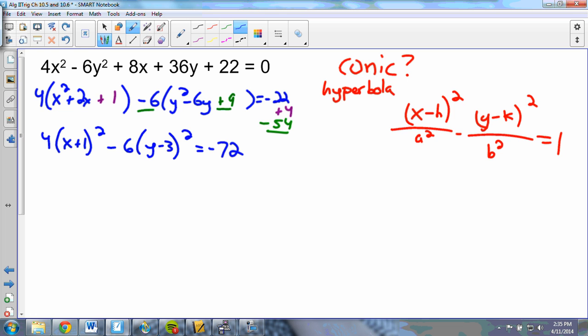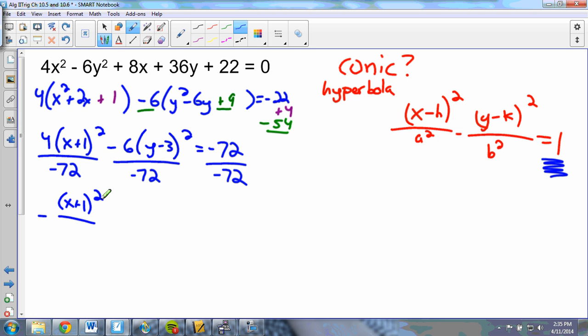Hyperbolas, I know, are equal to 1. Same with ellipses. Hyperbolas and ellipses are always equal to 1. So we're going to divide everything by that -72. That'll make the whole right side equal to 1. Well, 4 divided by -72 is going to be negative. I have (x + 1) squared on top, and the bottom is going to simplify to 18. -6 divided by -72 is going to be a positive 1 over 12 with a (y - 3) squared on top. And that's equal to 1.